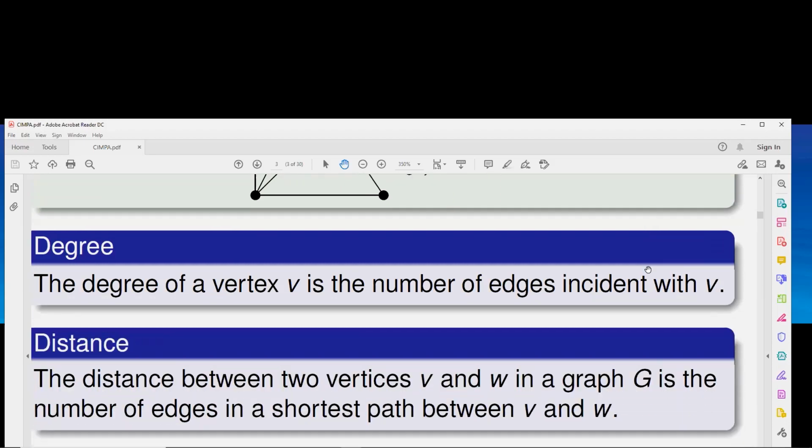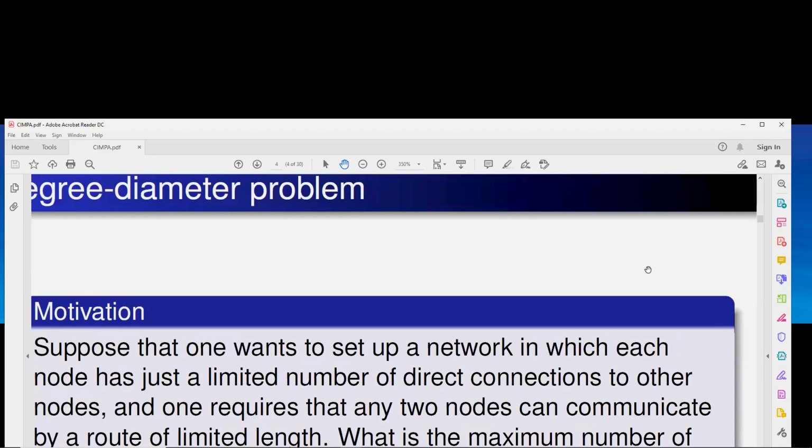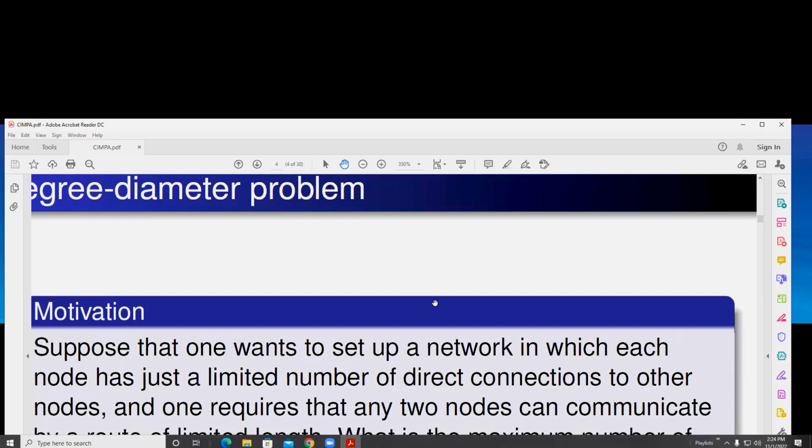So as we already talked about degree, distance, and diameter, great. And now I guess we need to make it a bit smaller because we can't see that there.